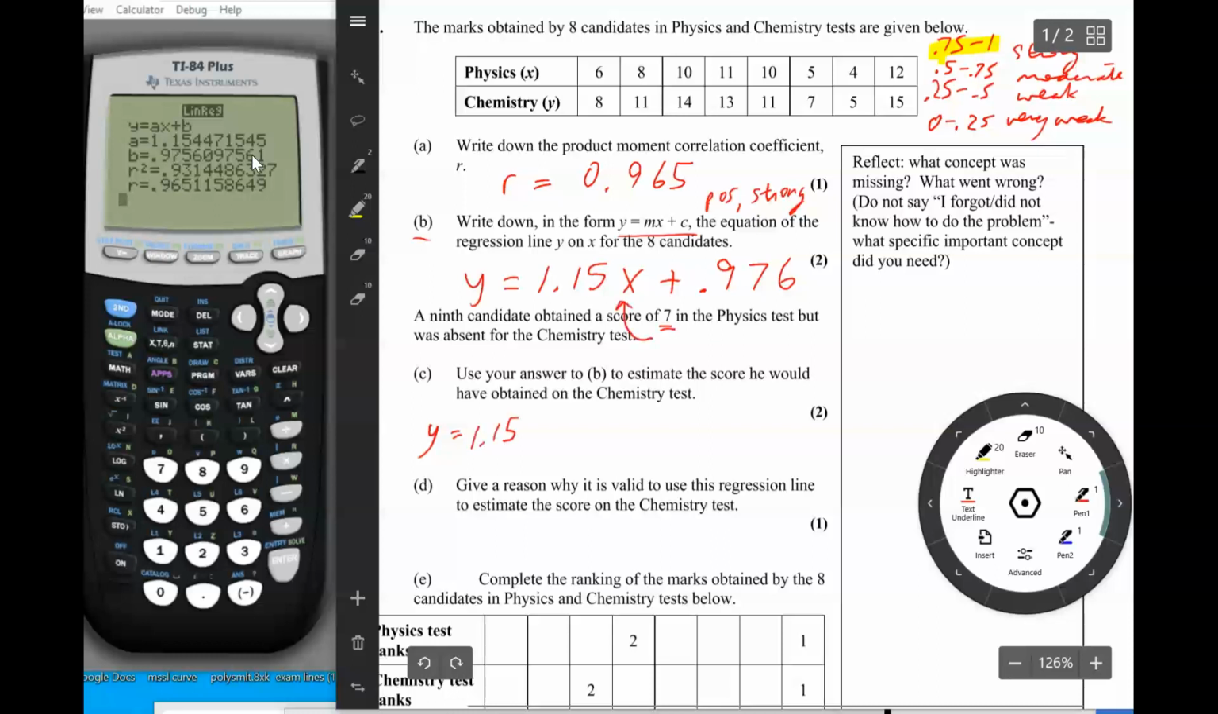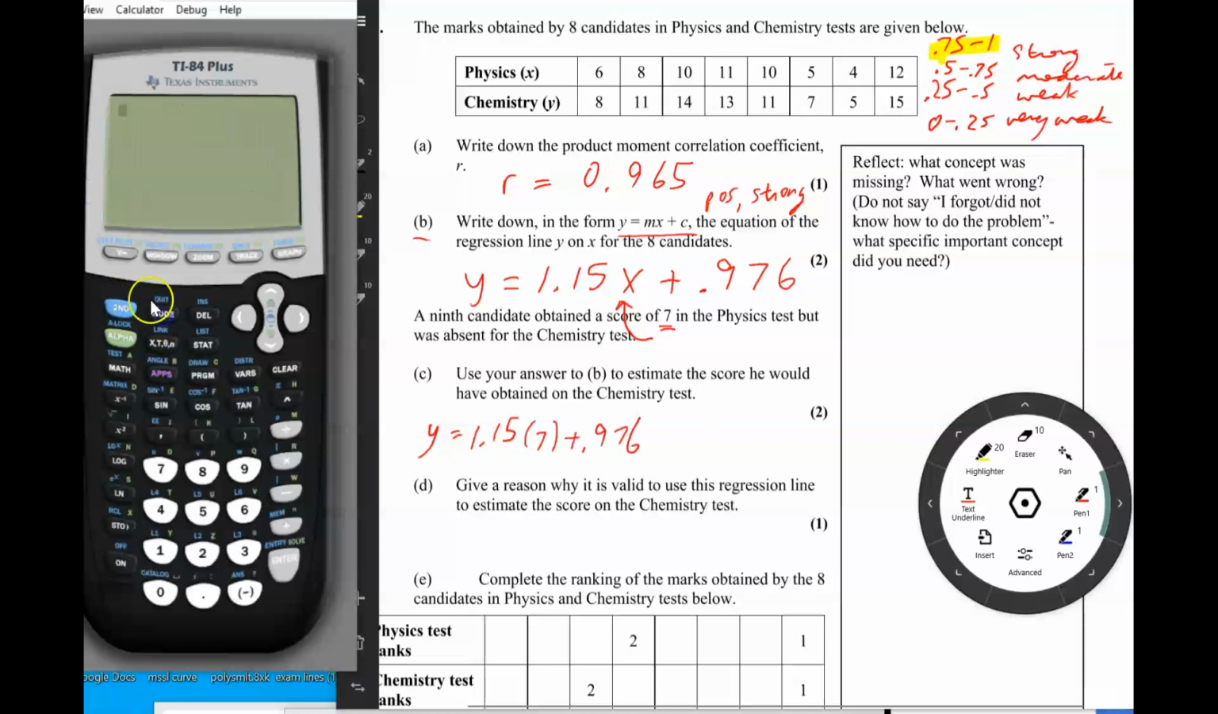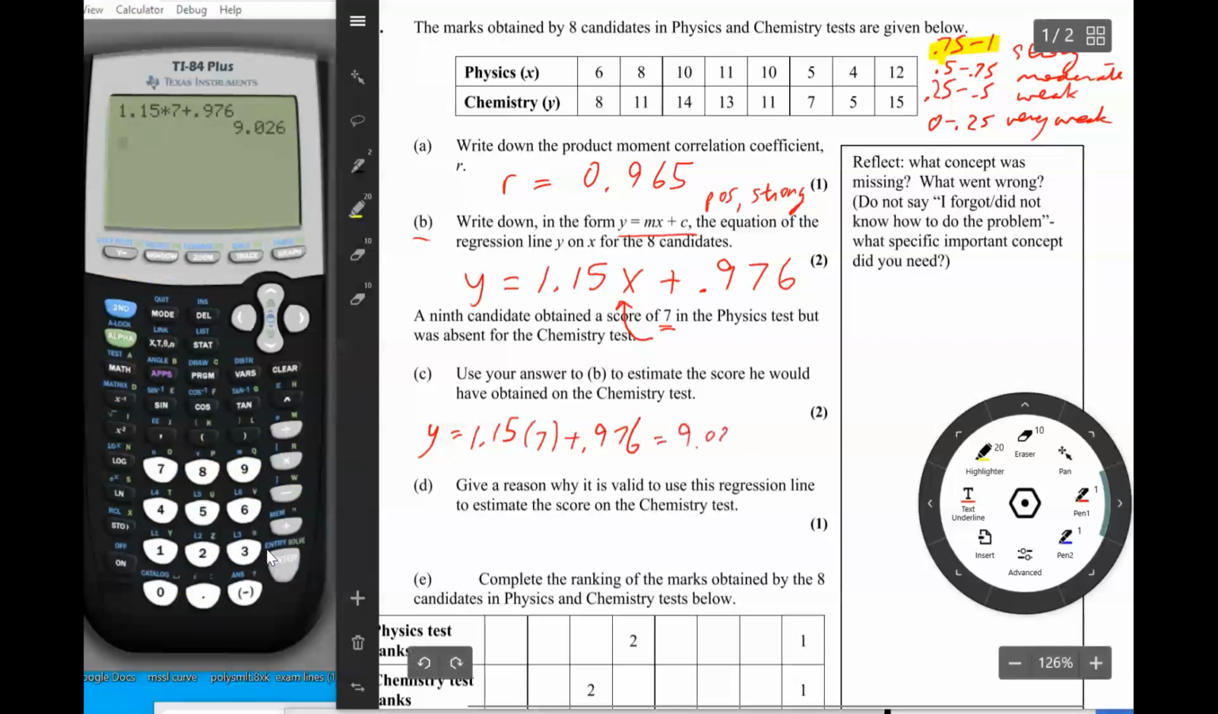So 1.15 times 7 plus 0.976. So I'm going to do that by hand, and then I'm also going to show you how to do that with the calculator kind of automatically. So 1.15 times 7 plus 0.976 gives me 9.026. Now, if we're going to estimate, the chemistry scores appear to be whole numbers, so we would round that to 9 because 9 is closest, right?